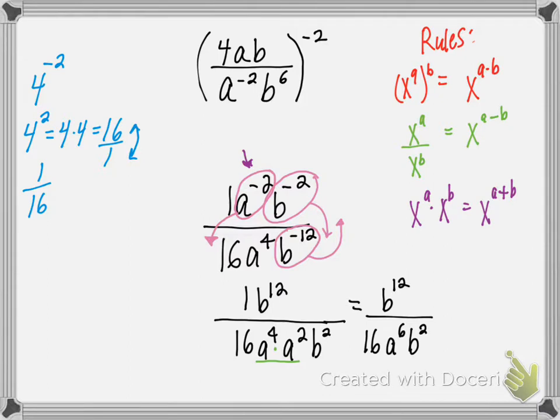One last step in order to simplify this, I noticed that I have a base b that I can combine using this rule, the division rule, and you're going to be subtracting the exponents. So b to the 12th over b to the 2nd is just b to the 12 minus 2, which is b to the 10th. So my final answer, b to the 10th, it's in the numerator because it was positive, and then I have 16a to the 6th power.